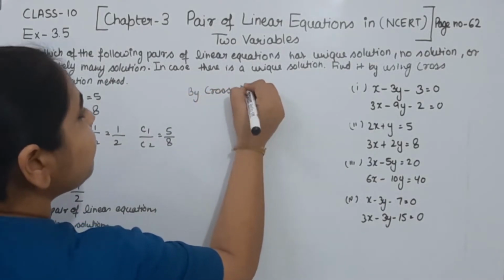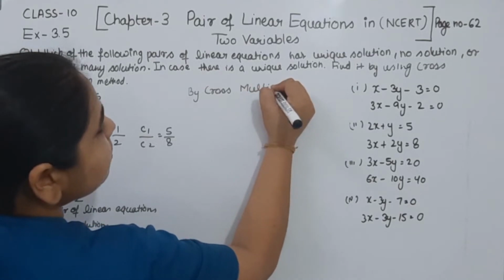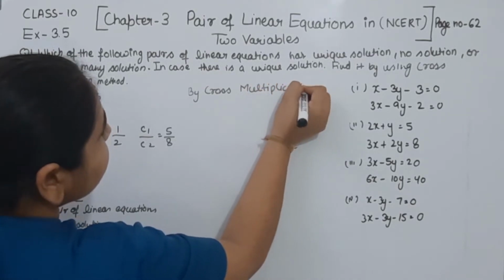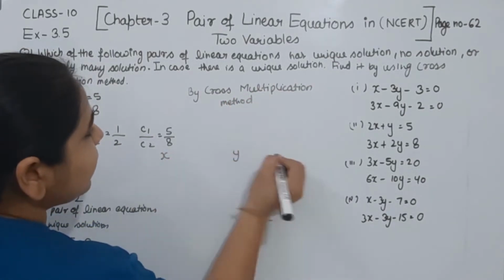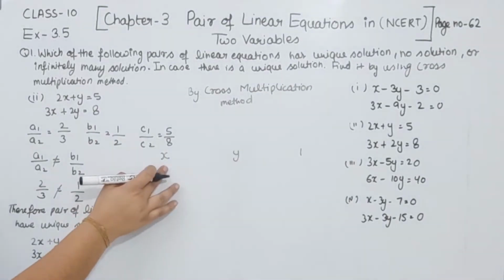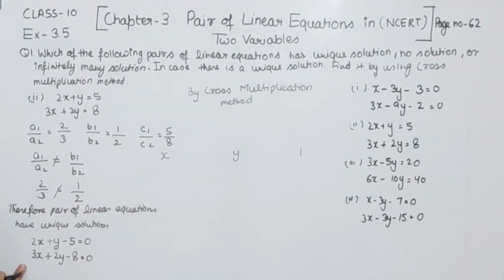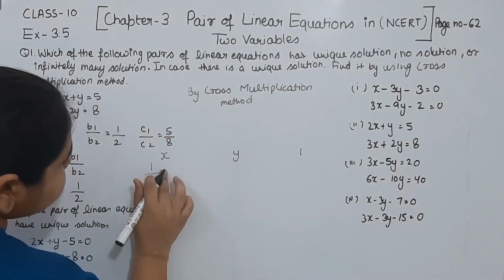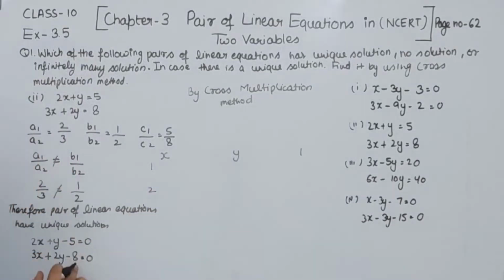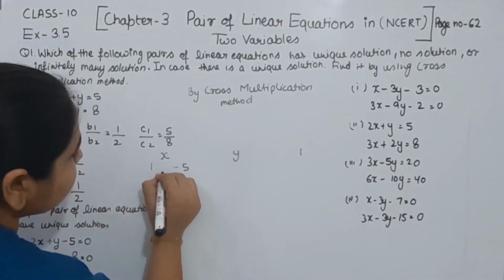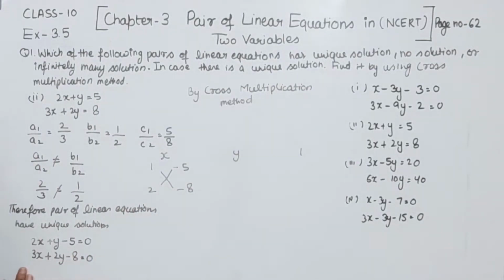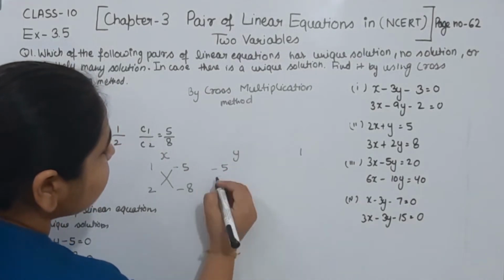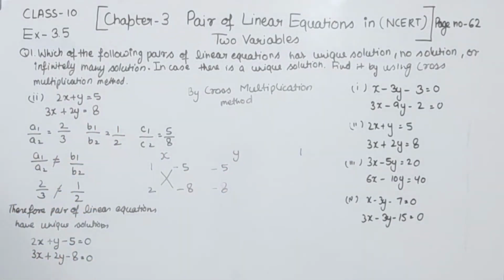So I'm going to write here, by cross multiplication method. First of all, we are going to write x, y and the constant term. Now here we have x, so we are not going to consider the x coefficients here. We are going to consider these two here: 1 and 2, and here we have minus 5 and minus 8. We will cross multiply them. Now comes y, we have y here. Now I am going to consider both of them. So I am going to write here the minus 5 and minus 8, and here we have 2 and 3.